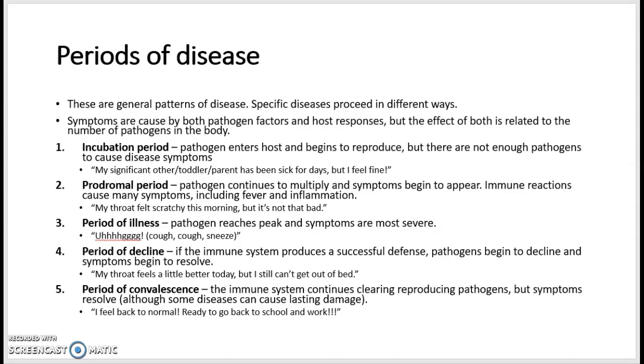Symptoms begin during the prodromal period. The pathogen continues to multiply, and the immune system reaction causes many of these initial symptoms. The period of illness is when the pathogen reaches its peak and the symptoms are the most severe. If the immune system mounts a successful defense, the pathogens begin to decline and the symptoms begin to resolve during the period of decline. Then, during the period of convalescence, symptoms resolve completely. During this time, the immune system continues to clear reproducing pathogens from the body. It should be noted that some diseases can cause lasting damage, and this is not completely recovered from.